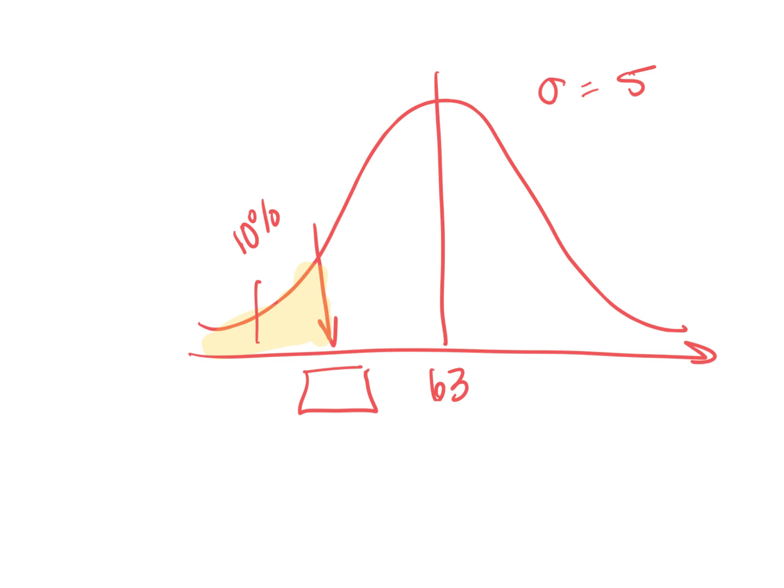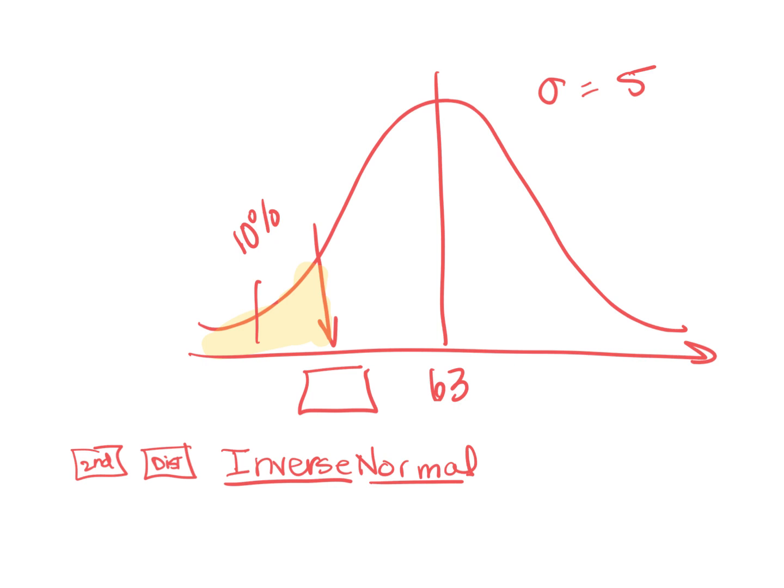So I'm going the opposite direction. Instead of having a cutoff and saying, what's the probability of this happening? I have a percent and I'm asking, what's my cutoff value? And to do this, we're going to go into that same distribution menu on our calculator and I'm going to choose inverse normal. So this is the inverse function of the normal CDF. I'm going to go inverse normal, which is number 3.